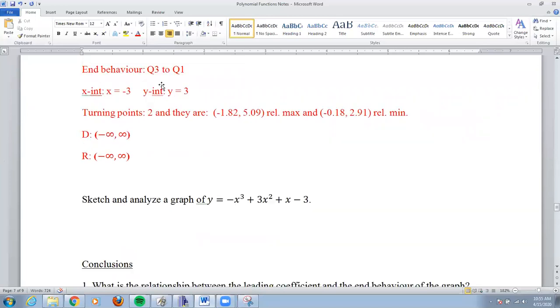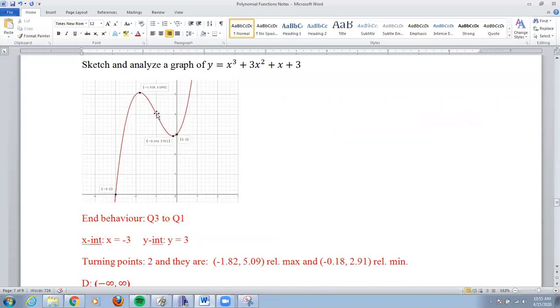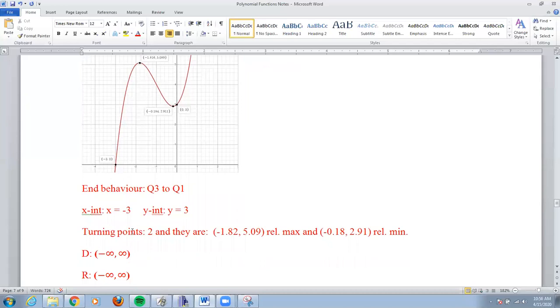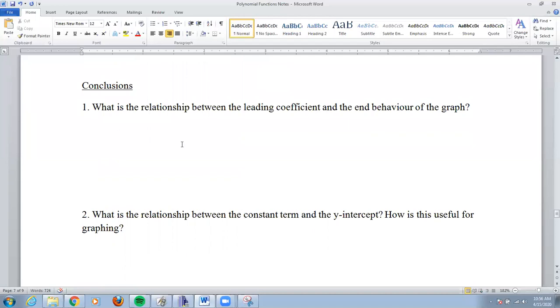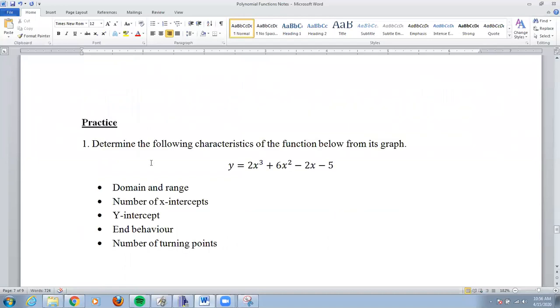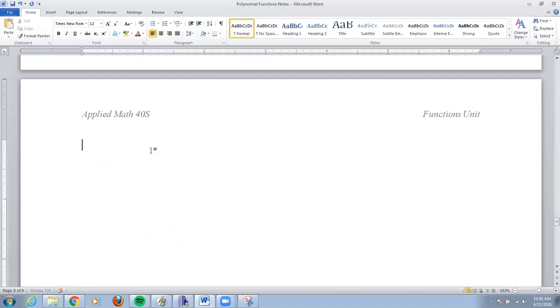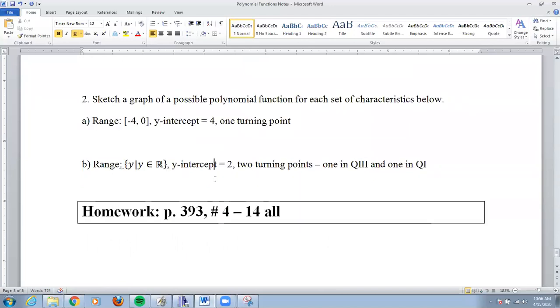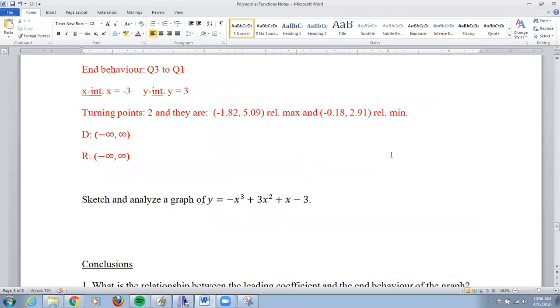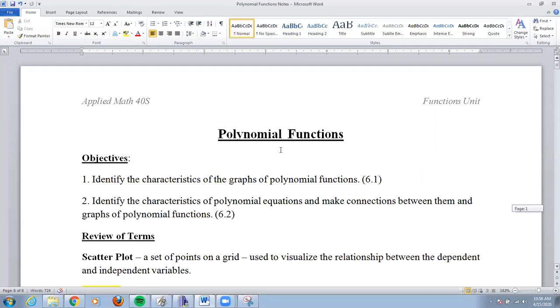So if you could do what I did here, plug it into Desmos, click on all the important points, snip it, copy paste, and then end behavior, x-intercepts, y-intercepts, turning points, what they are, and domain and range, and then answer the questions 1, 2, and then there is another practice for you here. So you can try that on your own, and then you can work through the homework. And we will be covering this stuff on our Zoom meeting on Friday. So if you have any questions, don't hesitate to email me, but that pretty much covers our lesson for today, introducing polynomial functions.